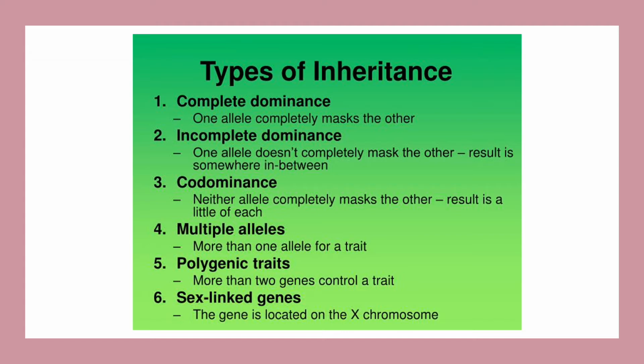Incomplete dominance is where one allele doesn't completely mask the other, and the result is somewhere in between. Multiple alleles, we'll kind of skip codominance, but multiple alleles, there's more than one allele for a trait, such as in blood typing. And then sex-linked genes will have to do with genes that are located on the X chromosome that get expressed.